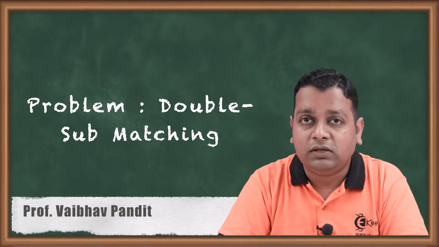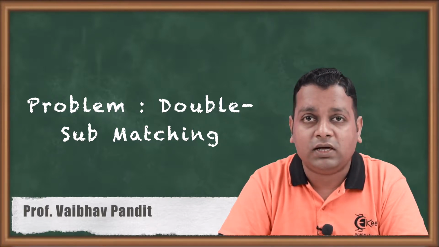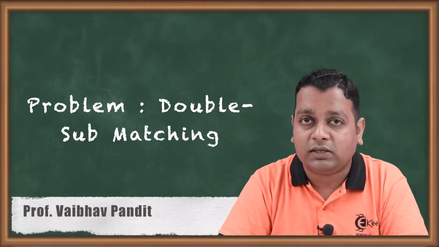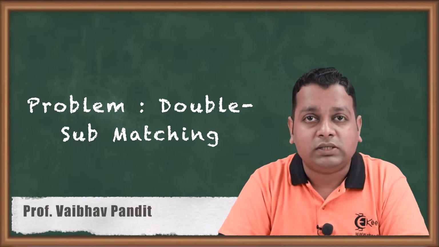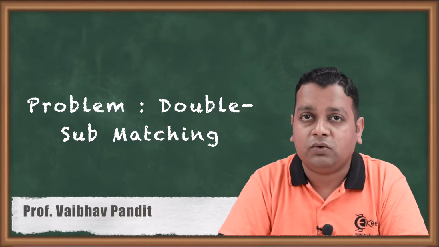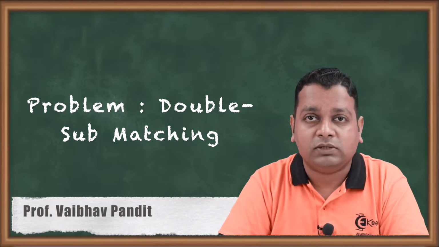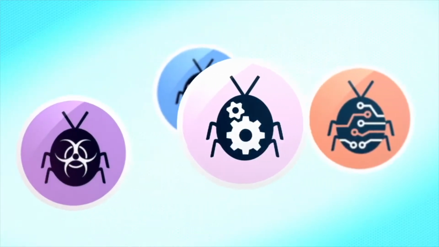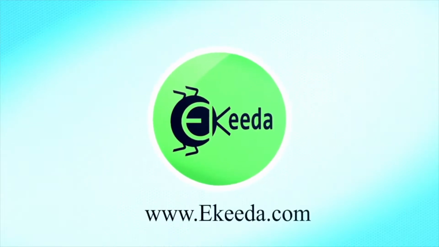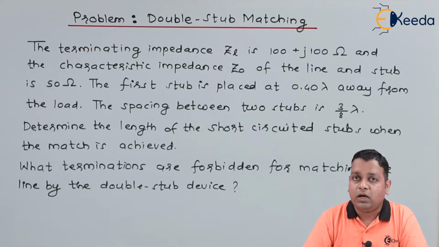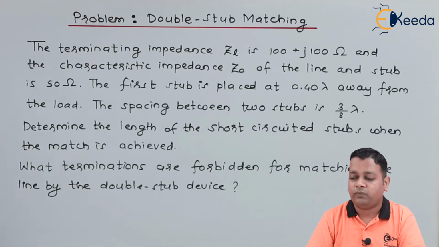Further, we have been using the very popular graphical method called the Smith chart for solving transmission line problems, and we have extended them to the single stub and, in the previous video, the double stub matching technique. So based on the understanding of double stub matching, let us have a problem. Here we are provided a problem statement for double stub matching using the Smith chart.